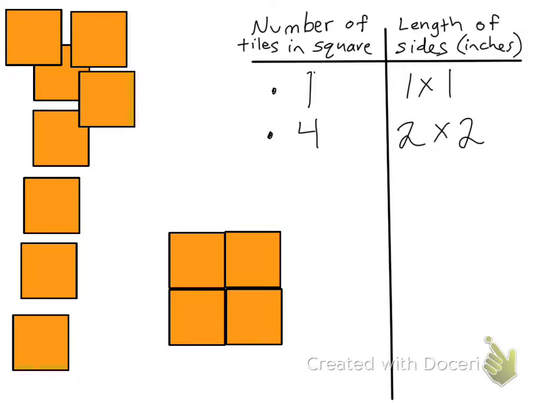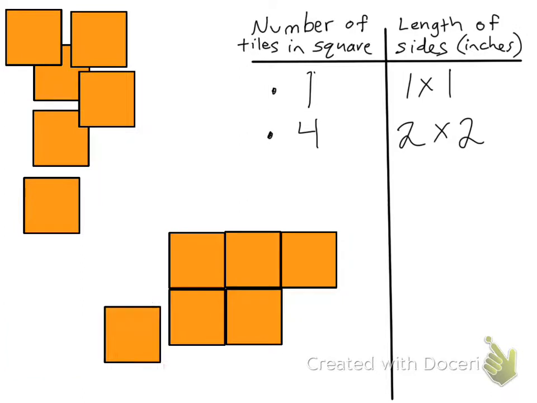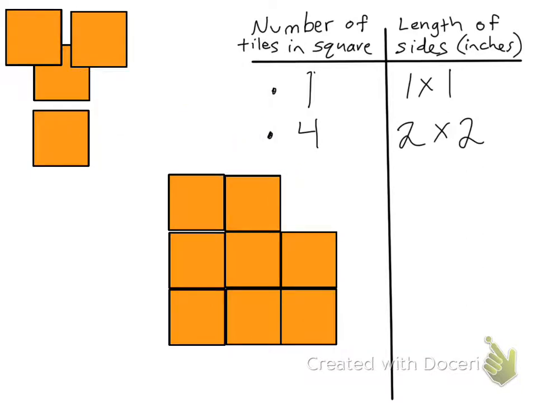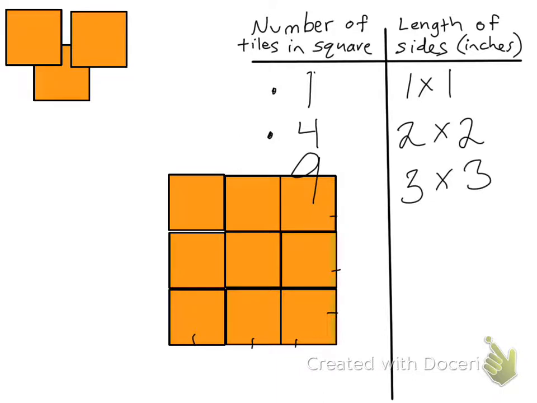So if I keep adding tiles, I don't have a square yet. Keep adding them. All right, got my next size. Here you can see that I have 9 tiles total, and there are 3 tiles on each side. So 9 equals 3 times 3. This is a 3 by 3 square, and we know it's a square because all the sides are the same length.